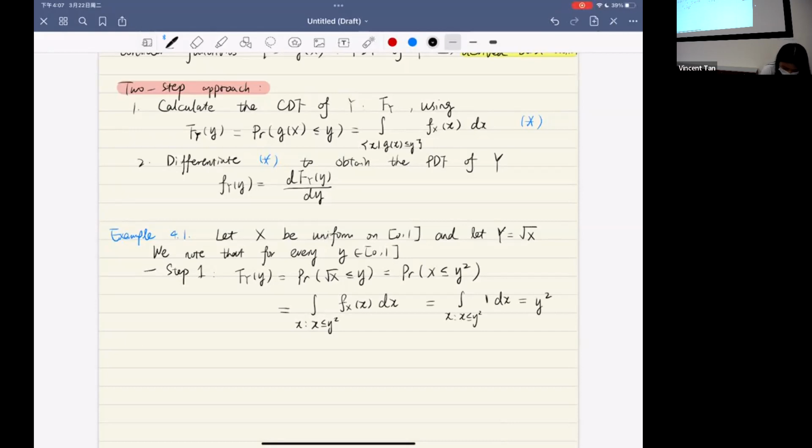Now we already have the CDF of Y, then we take step 2 and differentiate. It's easy to calculate this differentiation, which is equal to 2y, and this holds for all y in 0 and 1.